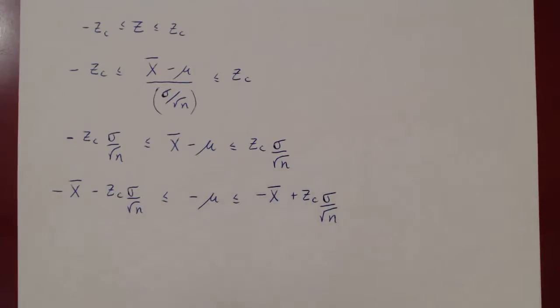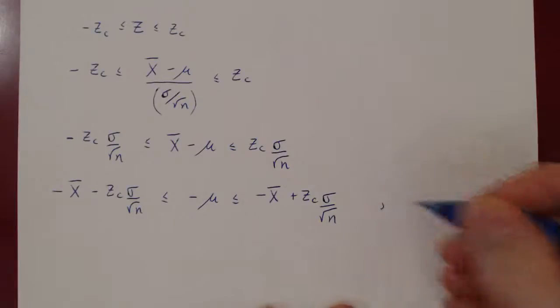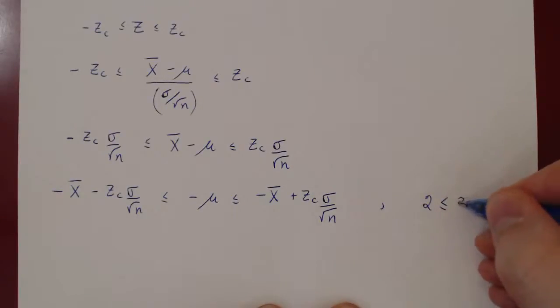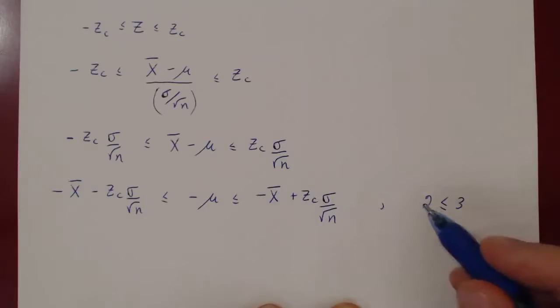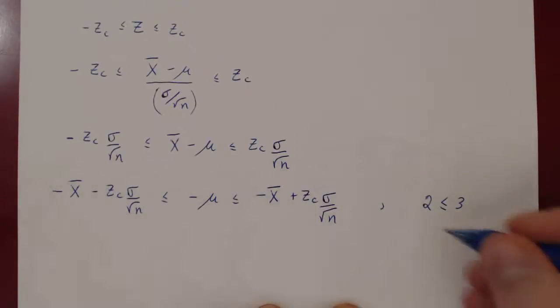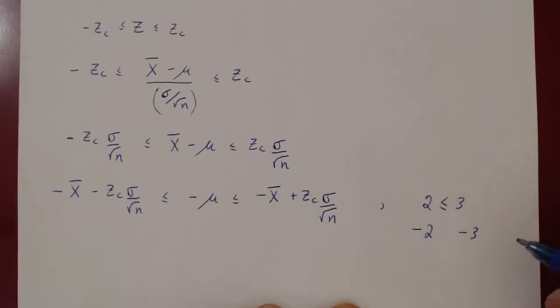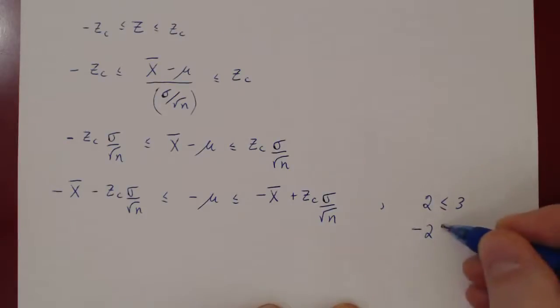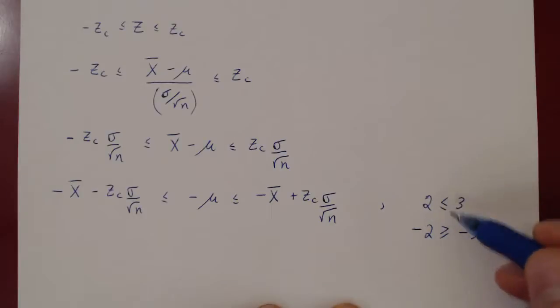But here's where you have to be careful. What if I say that 2 is less than or equal to 3? This is true. What if I negate across the inequality? Let's see what happens. I negate 2, I negate 3. Now which is bigger? Negative 2 is bigger than negative 3. So you see, if you negate across an inequality, you have to reverse it.